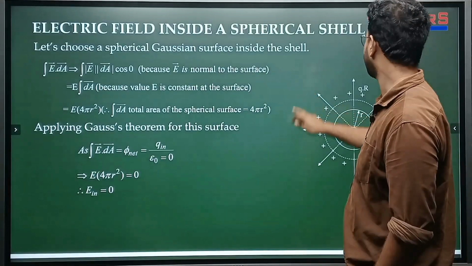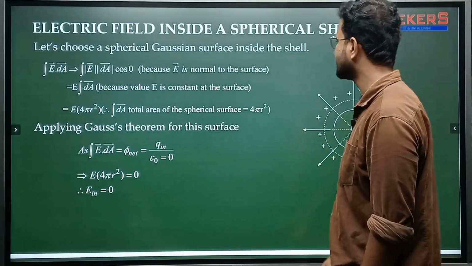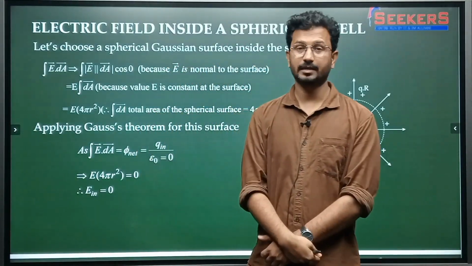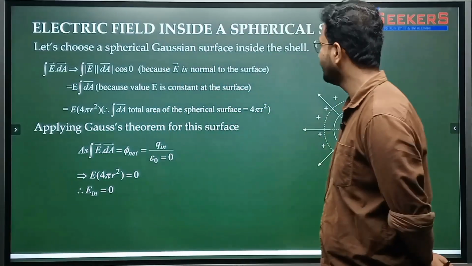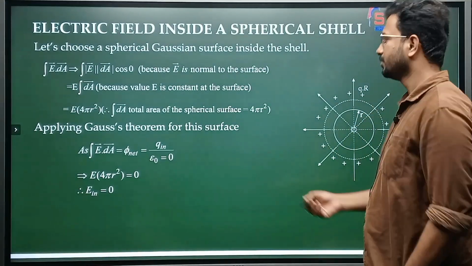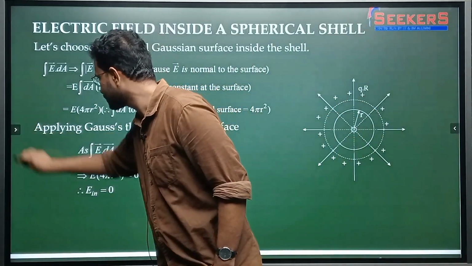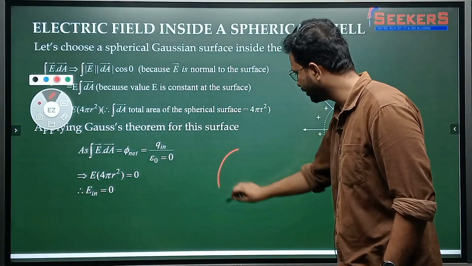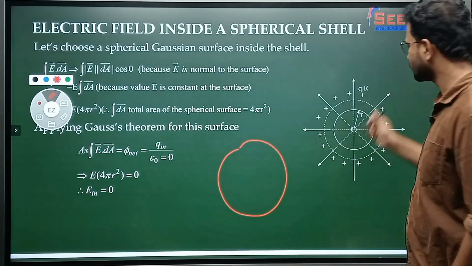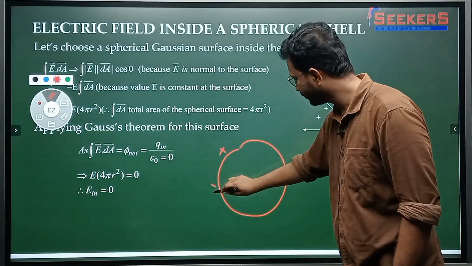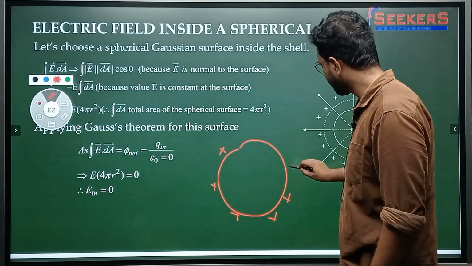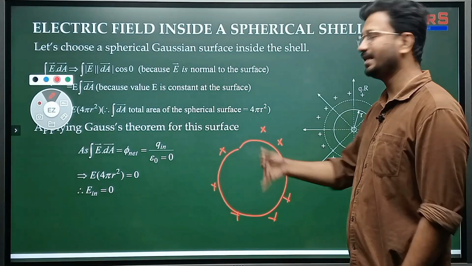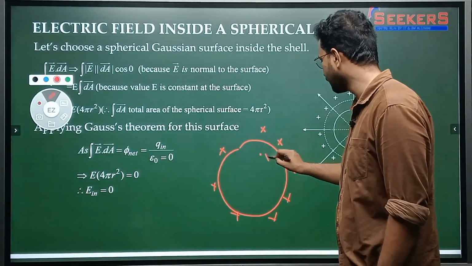Electric field inside a spherical shell. What will be the electric field inside a spherical shell? Suppose we have a spherical shell on which positive charges are distributed, and we have to find the electric field inside this shell only. I can explain it better. There is a shell with some positive charges spread over it. We have to find the electric field at any internal point, for example, at this point.